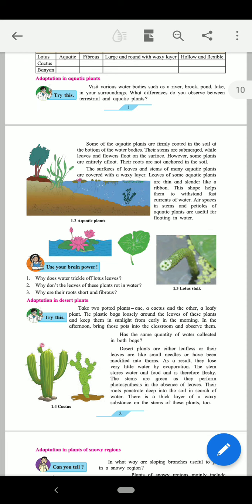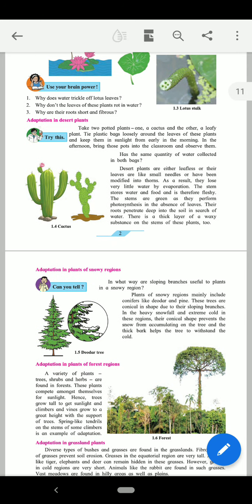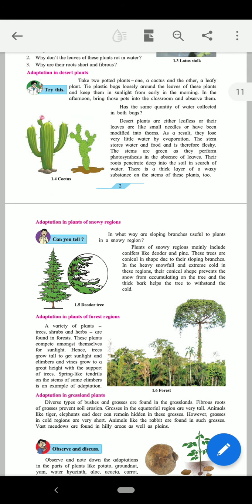In the region of a desert, there is a scarcity of water, so the plants need to store the water for a long duration. So there is less evaporation of water among them, and they are leafless. Their leaves are converted to small needle-like structures, thorns. They are green and fleshy. In snowy regions, we have seen they have a conical shape so that the snow will not gather on them.